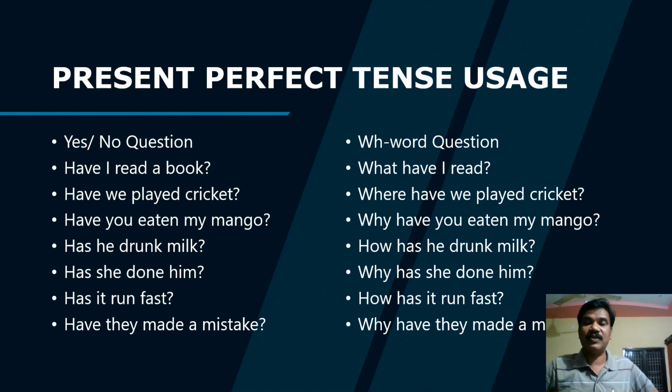Has it run fast? How has it run fast? Have they made a mistake? Why have they made a mistake? See, observe carefully. A certain question, WH word questions. Just we are putting helping verbs before the subject and adding WH words before helping verbs. Then it becomes a WH word question.